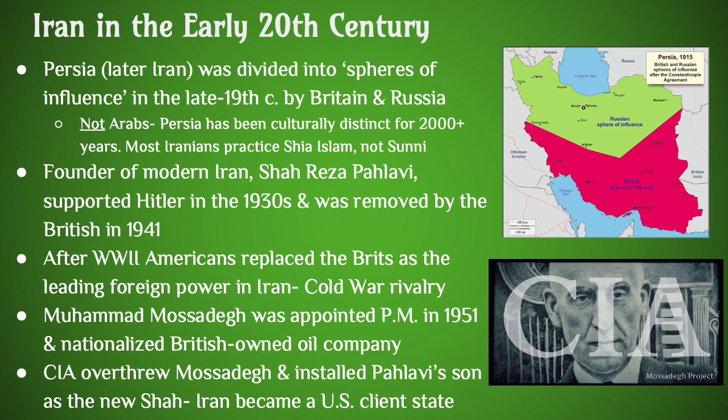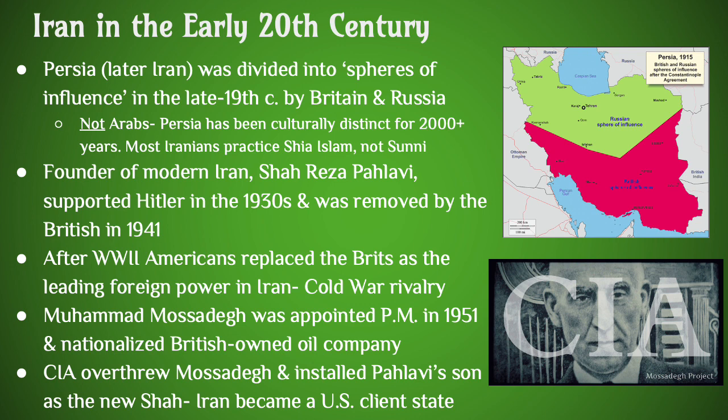As a reminder, Iranians are not Arabs. They have been culturally distinct for more than 2,000 years. And again, I think we've talked about this before, but most Iranians are Shia Muslims, not Sunni Muslims. The founder of modern Iran in the 1930s was a guy named Shah Reza Pahlavi. Shah means king. And he supported Hitler in the 30s, and consequently was removed by the British in 1941, which is probably the right play.